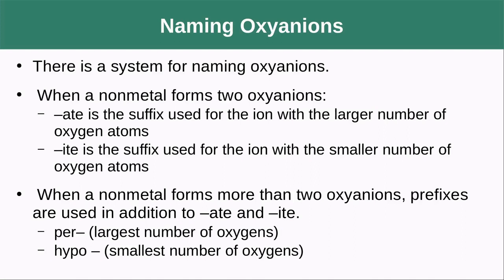When a nonmetal forms more than 2 oxyanions, prefixes are used with ate and ite. So you're going to have per-ate, ate, ite, and then hypo-ite. An example of this would be perchlorate, then there's chlorate, then there's chlorite, then there's hypochlorite.